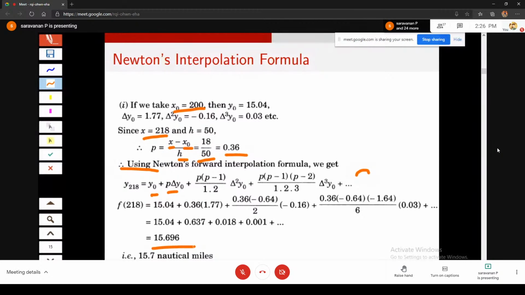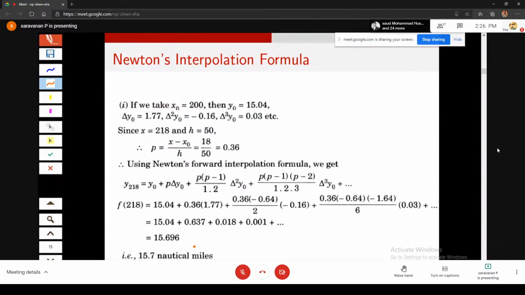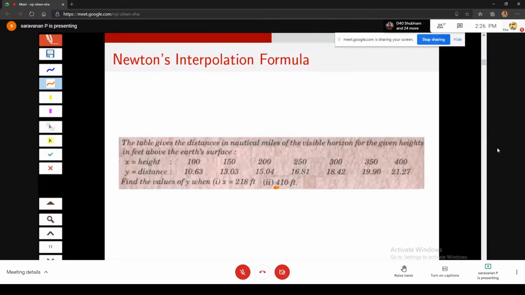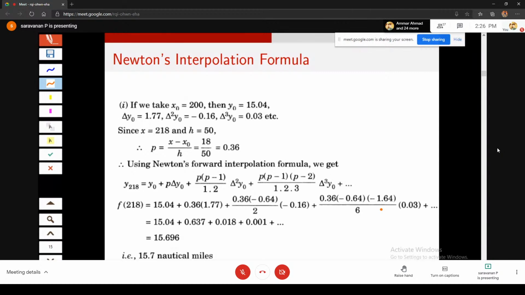So next subdivision, we have to compute at 410. 410 lies near the end. Therefore, we'll be using Newton's backward interpolation. So you take this as xn, this will become yn, del square yn, del cube yn, del power 4 yn, and write the formula for this.